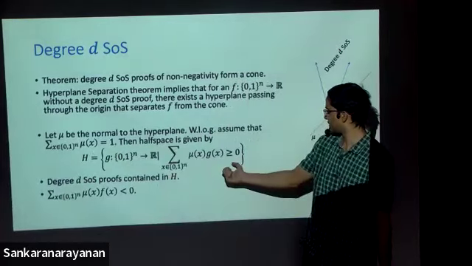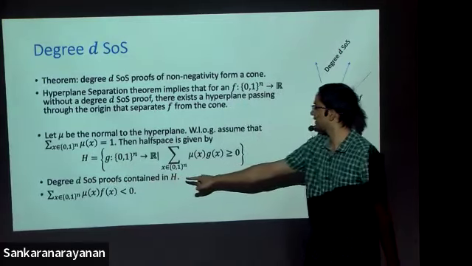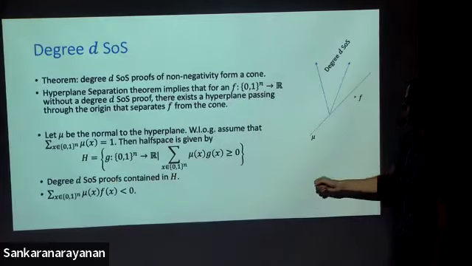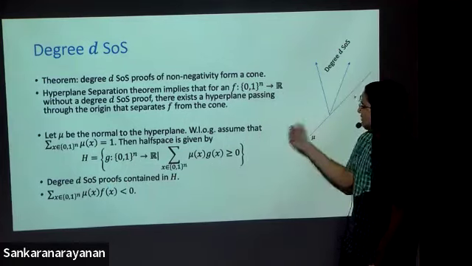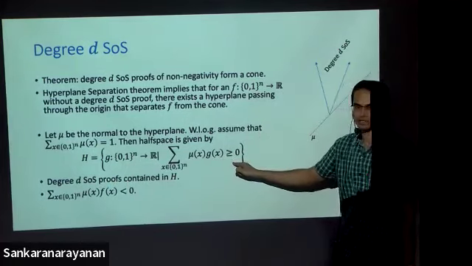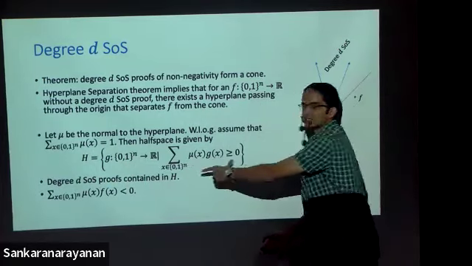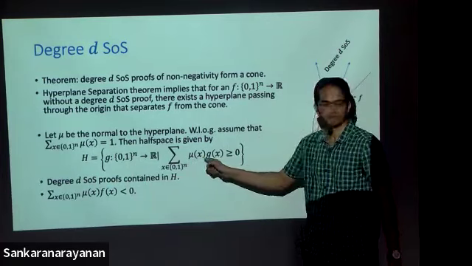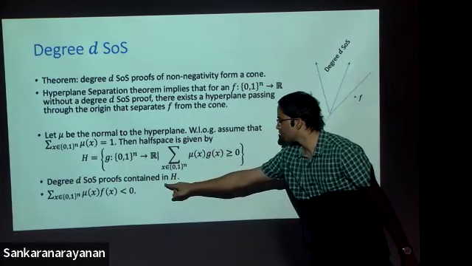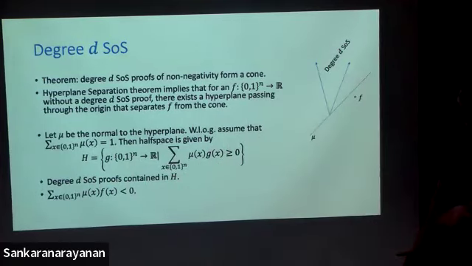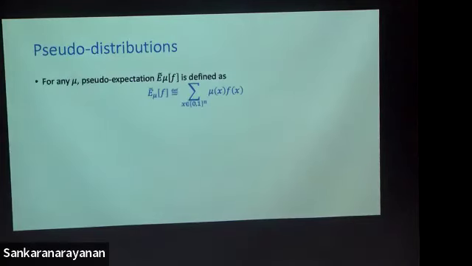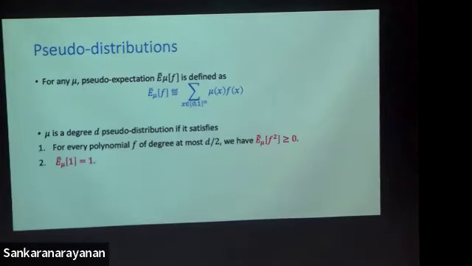And the second thing we did was we showed that the degree d SOS proofs are contained in H, right? So that means for any polynomial g which is a degree d SOS proof, the sum of mu(x) g(x) is greater than or equal to 0. So this is like the formal expectation, the pseudo expectation of g. So what this is saying is that the pseudo expectation of every degree d SOS proof is non-negative. Okay, so what we get from here is not a distribution, but we are getting a pseudo distribution. Using SDPs, yes.